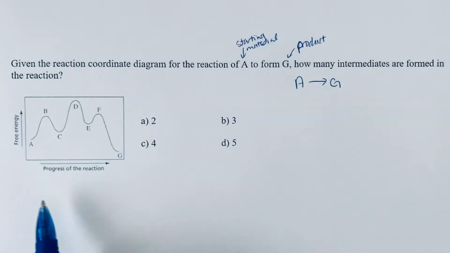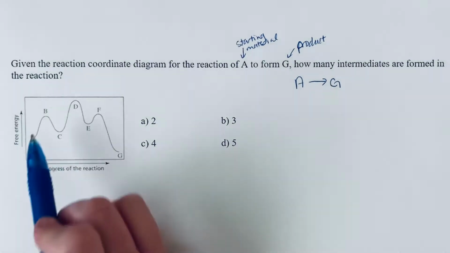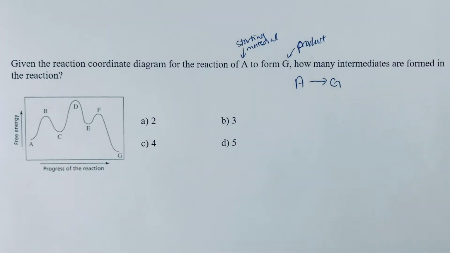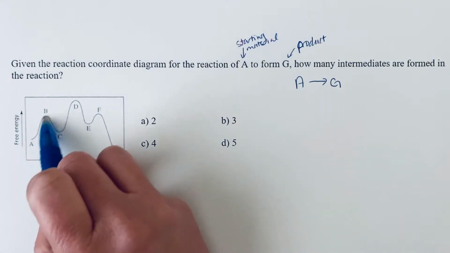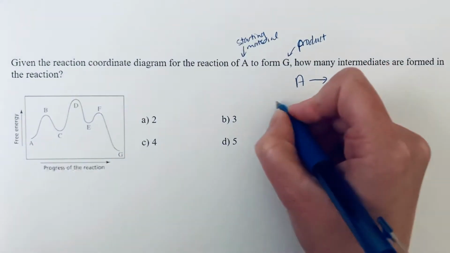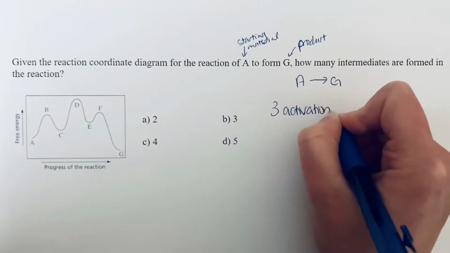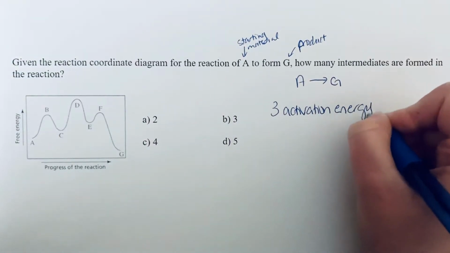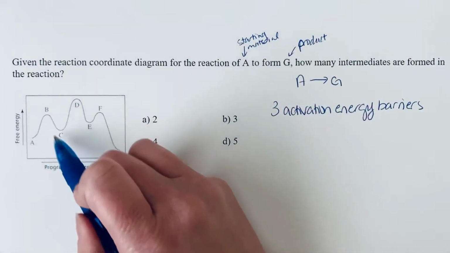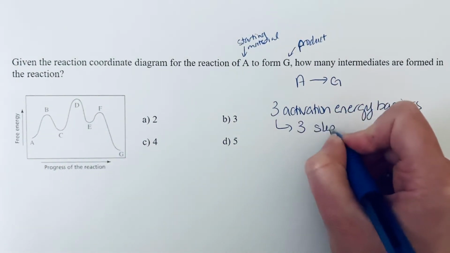So when we're looking at this sort of diagram, we see the progress of the reaction. Each one of these humps represents an activation energy barrier. So we can see we have 1, 2, 3. That tells us that we have 3 steps to our reaction. So we see 3 activation energy barriers. Or if you wanted to, you could just say 3 humps that the reaction has to get over. And that tells you that there are 3 steps in this mechanism.